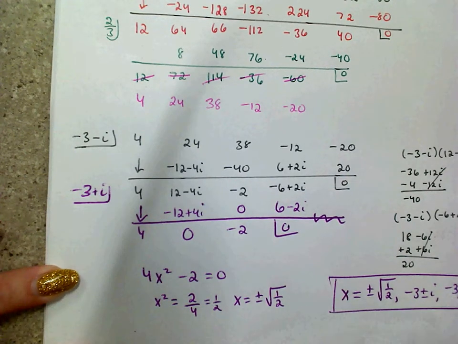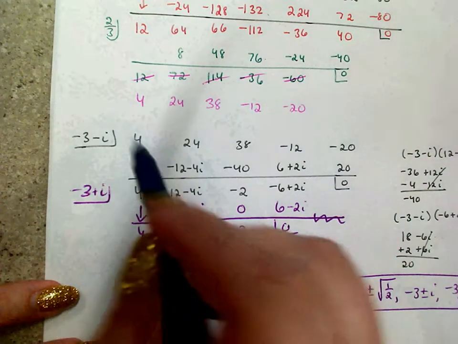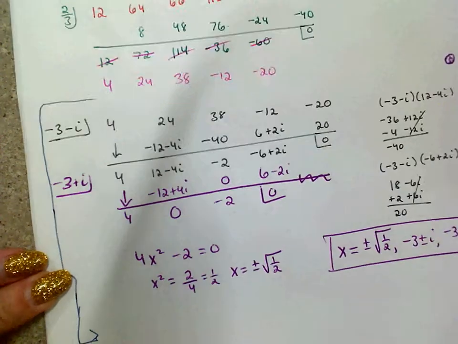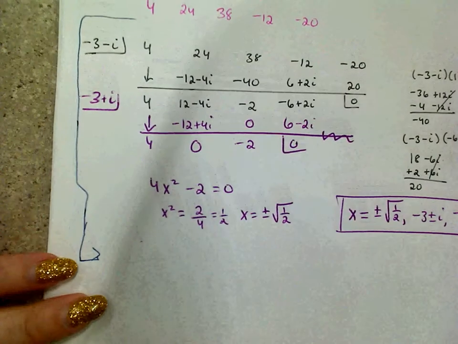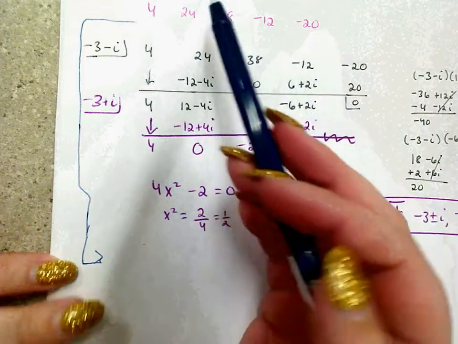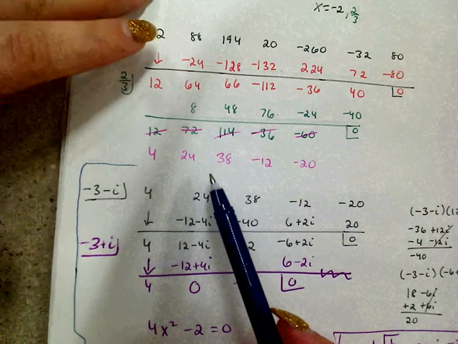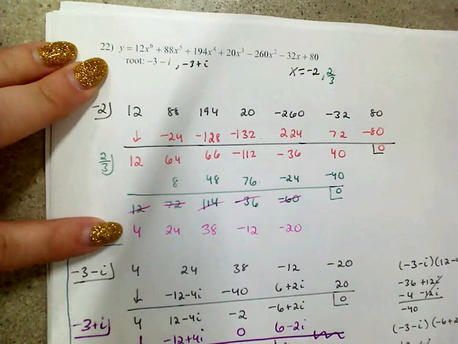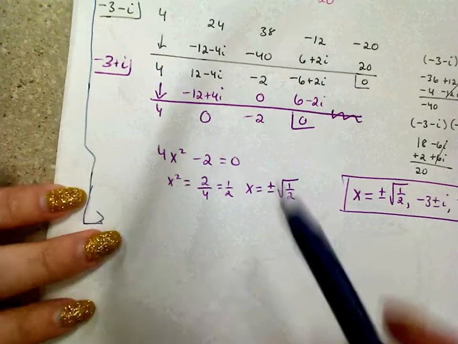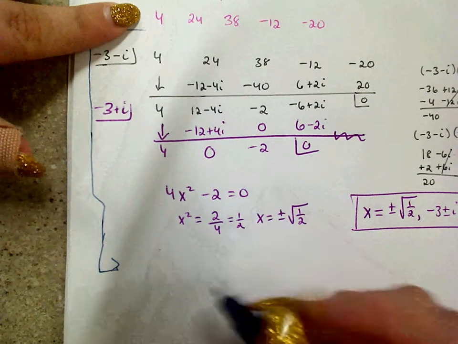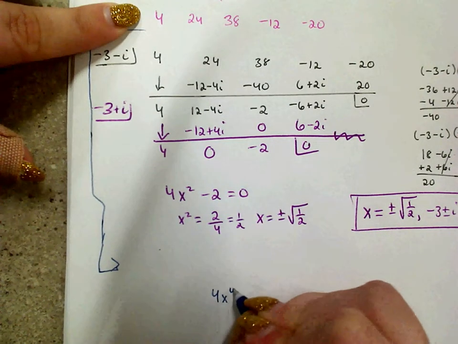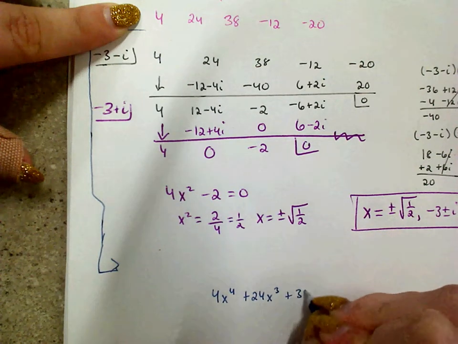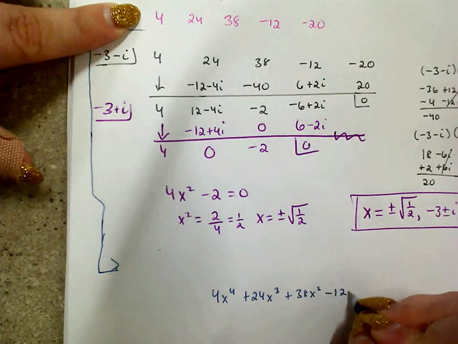I am going to, real quick, remind you that with these numbers right here, so we started with power of 6, yeah, we divided out these two, got a quartic, so I'm going to write that quartic function down. 4x to the 4th plus 24x cubed plus 38x squared minus 12x minus 20.